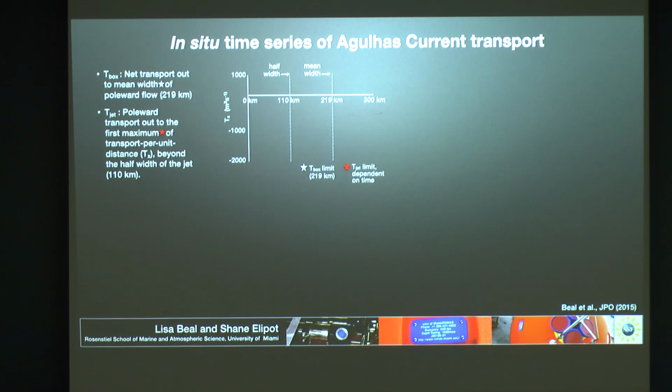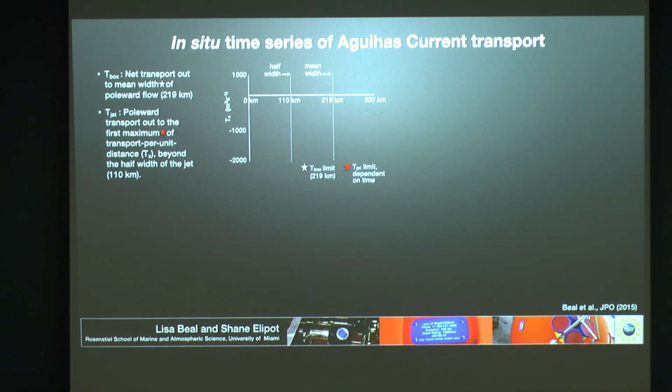So how do you create a transport time series of a western boundary current? Seems pretty simple, right? You just integrate across. And you could have a T-box where you just take the net transport from the coast to a point, let's say 220 kilometers offshore. That's our mean width of the current. So T-box is that transport at every time step.